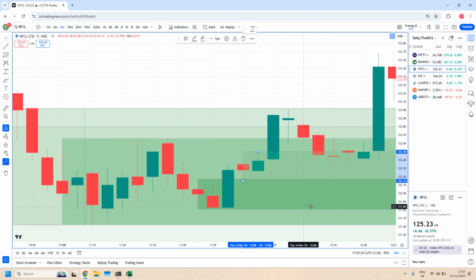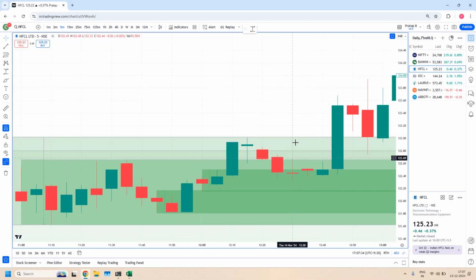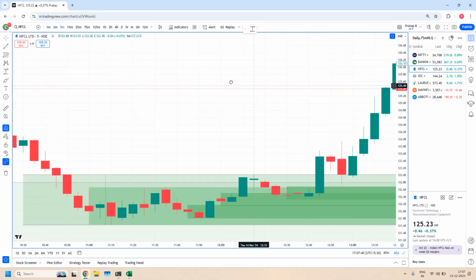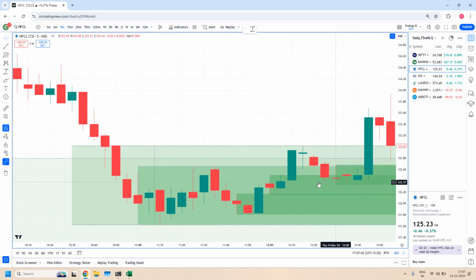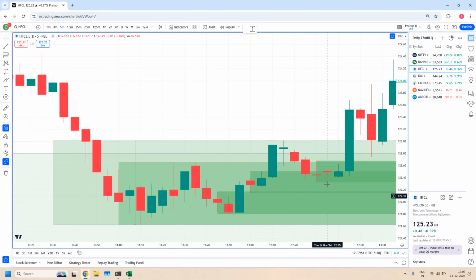Okay, let me draw another zone. Rally, base, rally. Let me draw another zone. Drop, base, rally. Now you tell me, what is this concept? LOTL. You have a 5-minute zone, LOTL zone. This LOTL is having another LOTL. Where you have to plan your trade, here you have to plan your trade.